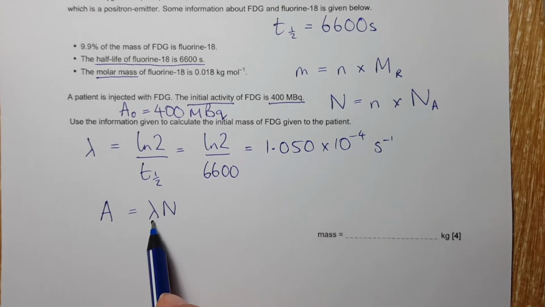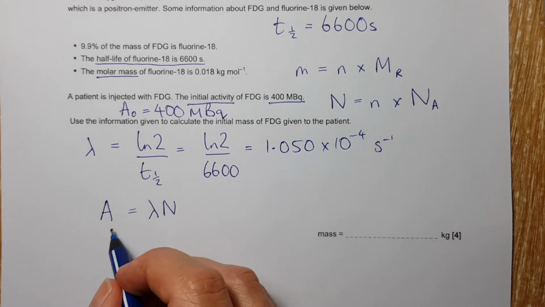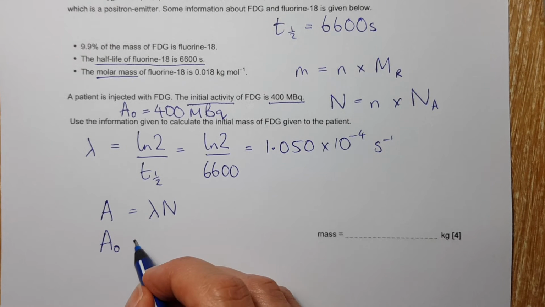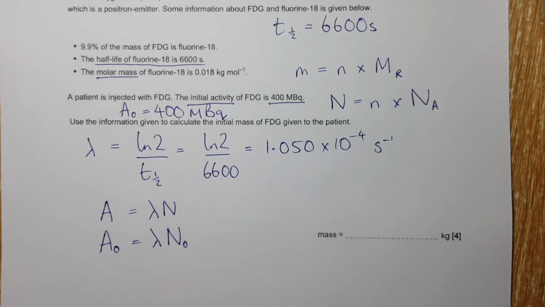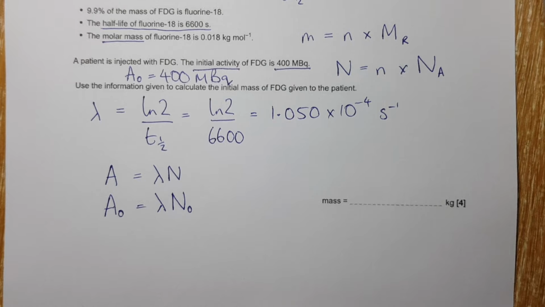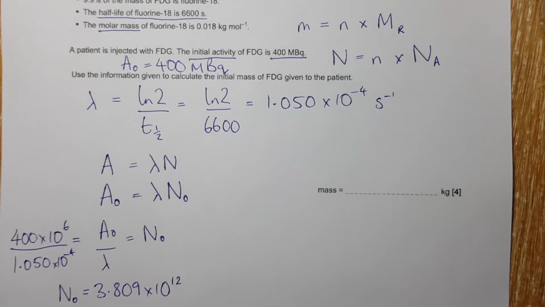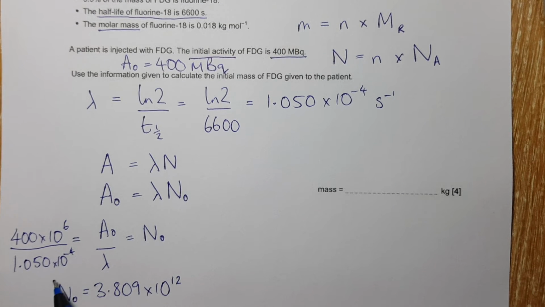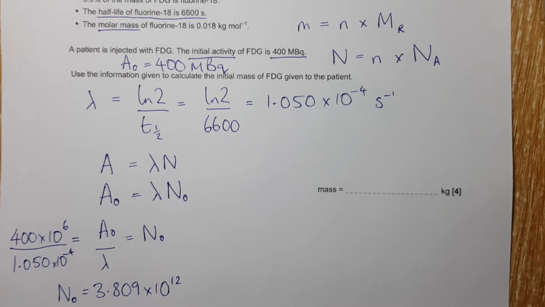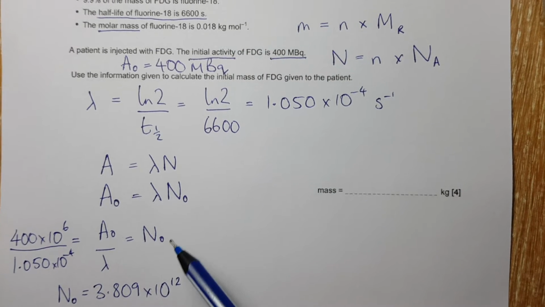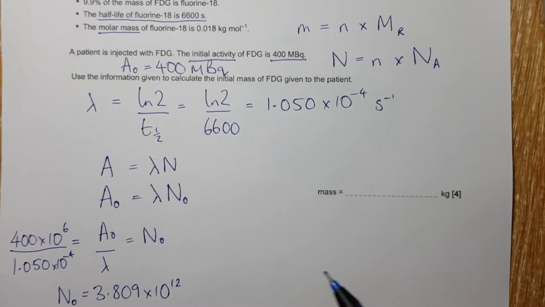The activity is the decay constant times the number of nuclei, and so that means that the initial activity is the decay constant times the initial number of nuclei. So now we can see that we can work out what N0 is. Being very careful with your powers there, that gets you this. So this is how many radioactive nuclei there were at the beginning. And again, we didn't necessarily know that we needed that. We just worked out what we could work out, and then you see where it takes you.